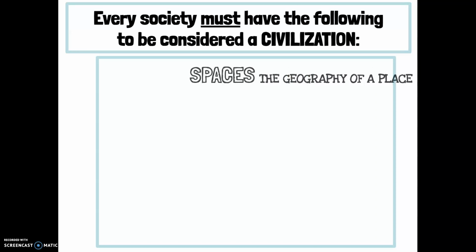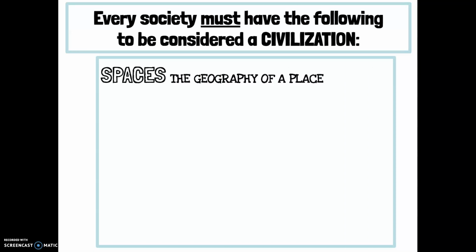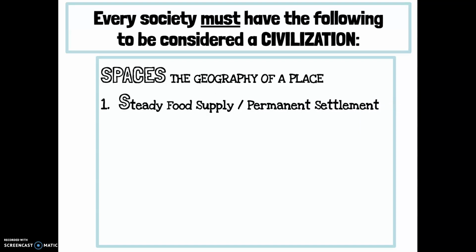So the overall word SPACES actually means the geography of a place. Where is it that they have settled to make their permanent settlement? Where is that location? That is the geography and the overall spaces. So to help you remember that. In addition, your first S is that steady food supply or permanent settlement.